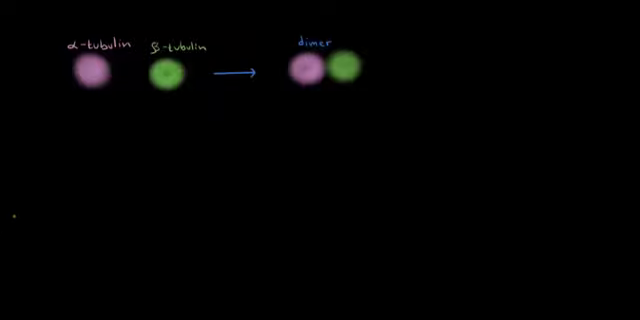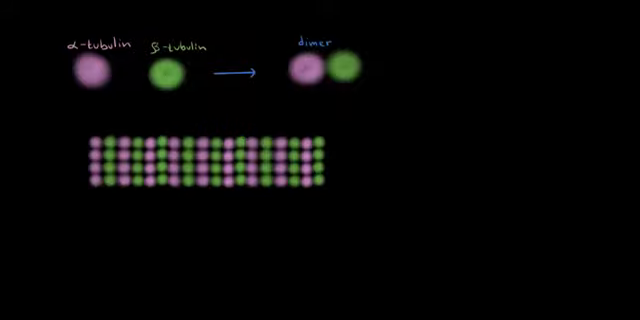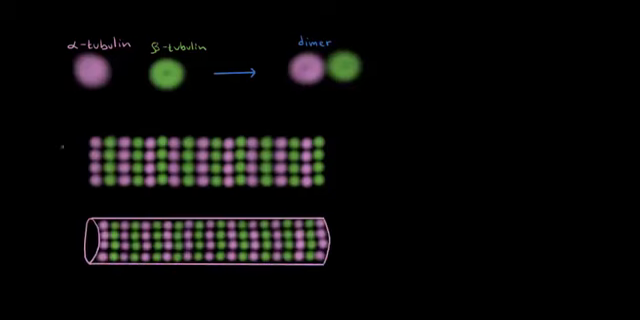And then these dimers are going to form long chains or polymers, and these polymers will be put together into a sheet, and then that sheet is going to be rolled up to form a tube. And here we have a microtubule. And if you recall, the diameter of a microtubule is approximately 25 nanometers.